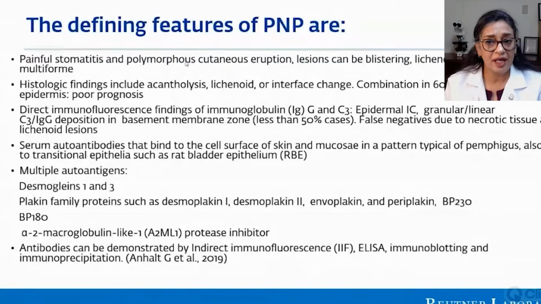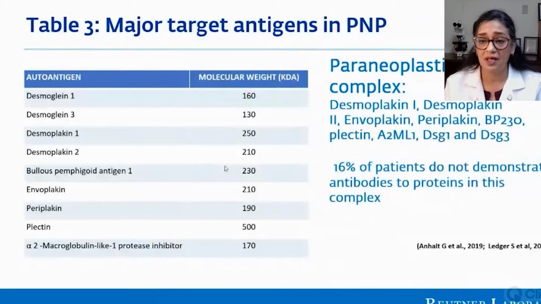So the clinical features can be variable, and also the histology, which can show a mix of acantholysis and lichenoid or interface changes. Direct immunofluorescence, as I showed in a photo before, can be a combination of epidermal and BMZ deposits. The striking feature here is the autoantibodies to multiple autoantigens, which is also known as the paraneoplastic pemphigus complex. So we can have autoantibodies to desmoglein 1, desmoglein 3, desmoplakin 1 and 2, BP pemphigoid antigen 1, envoplakin, periplakin, plectin, and alpha-2 macroglobulin-like 1 protease inhibitor.